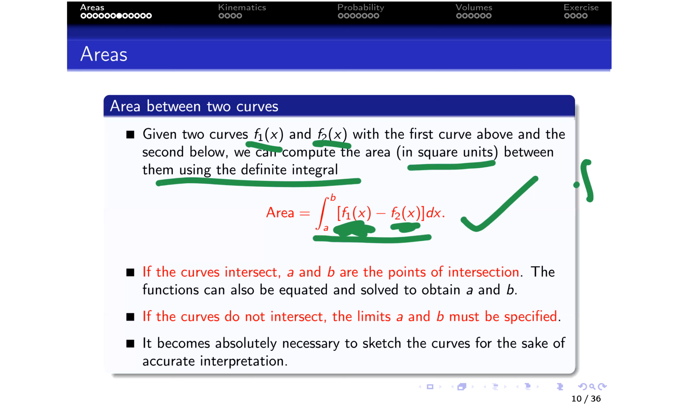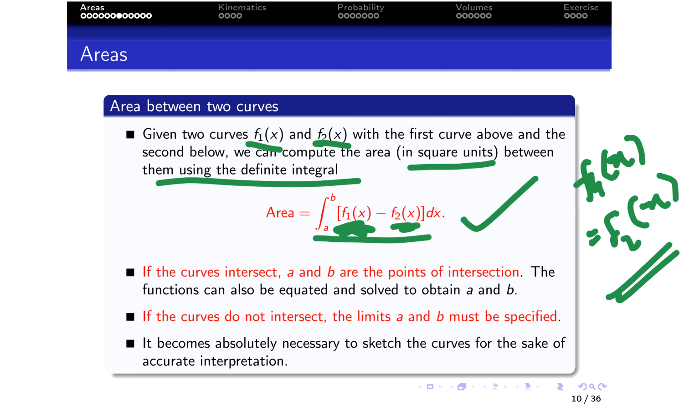Just equate f1 of x to f2 of x, and then you can get the points of intersection A and B where the curves intersect. So the functions can also be equated and solved to obtain A and B. That's what I've just explained. So if the curves do not intersect, the limits A and B must be specified, like we had the -2 and 2 thing we talked about the other time.